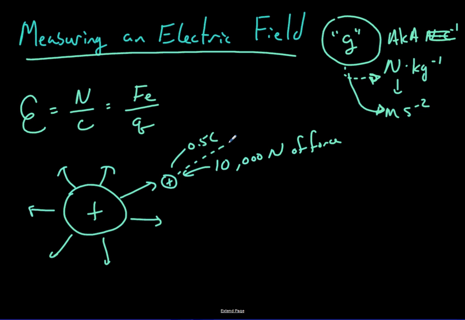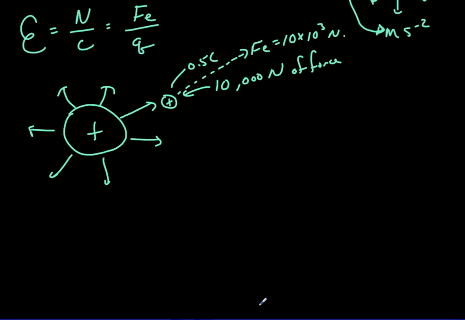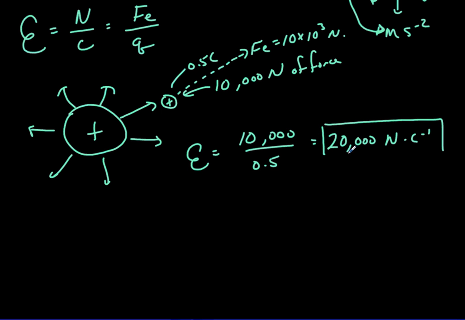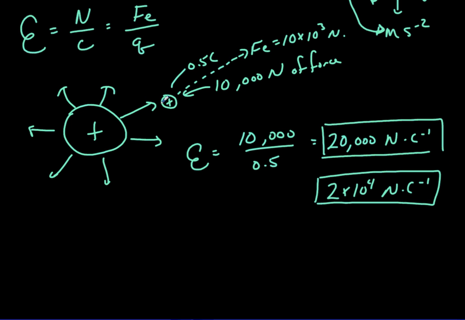Okay, so the electric force here is 10 times 10 to the 3 newtons. So how would we go about sorting out what the electric field strength is? I think you can see it's pretty simple. Okay, 20,000 newtons per coulomb, or 2 times 10 to the 4 newtons per coulomb, of course, here. So that is our field strength at this point.